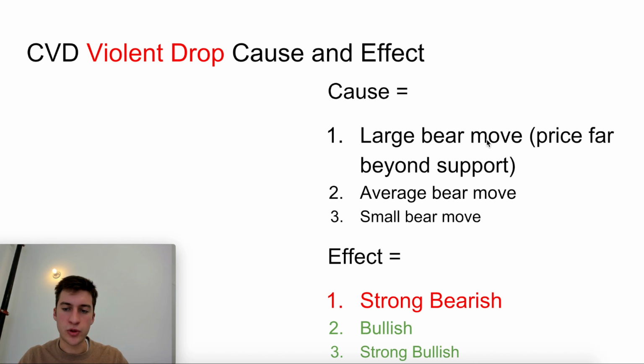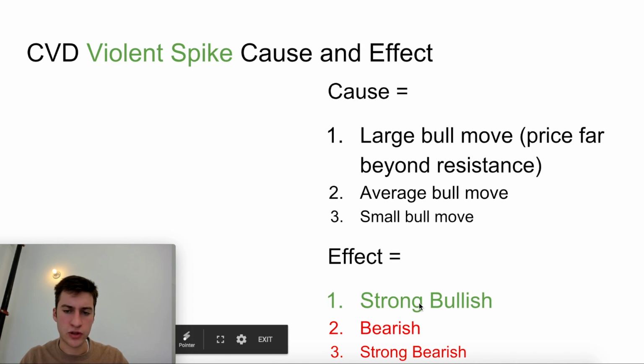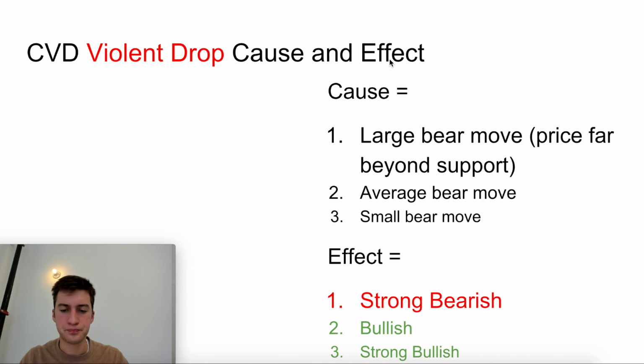Well, a large bearish move, price moves far beyond support, so much lower than support, but we get a violent drop in CVD as well. That's going to be likely met by strong bearish continuation. Price will just move lower, just like these kinds of bullish moves are likely going to be met by continuations.